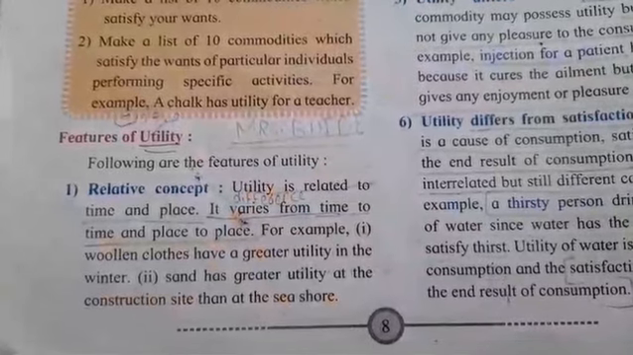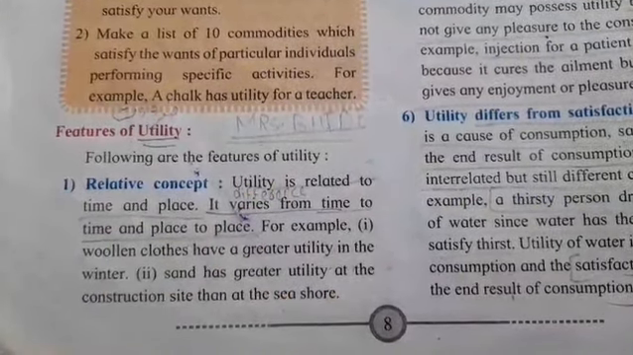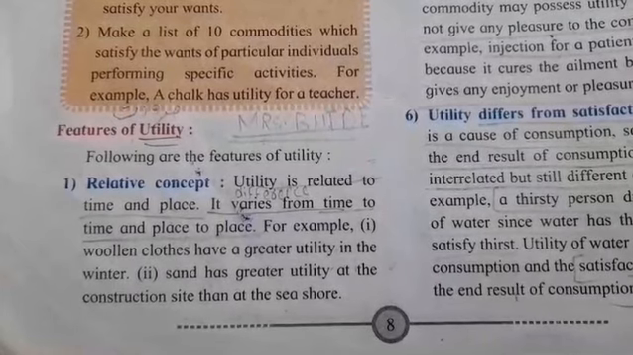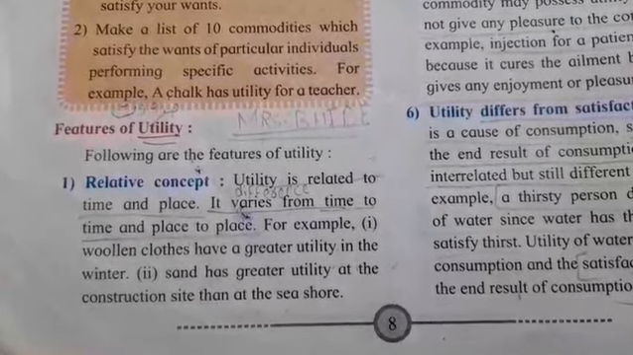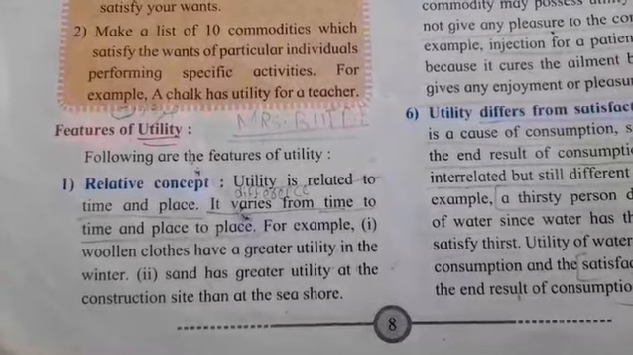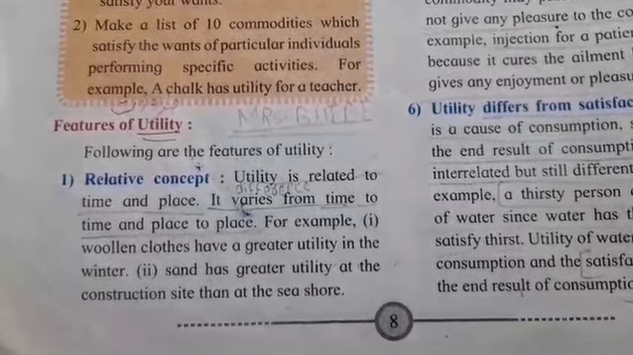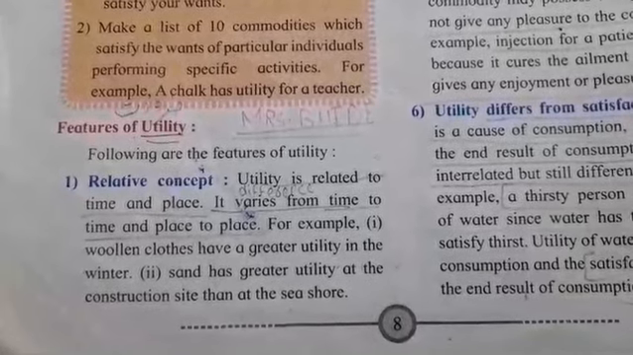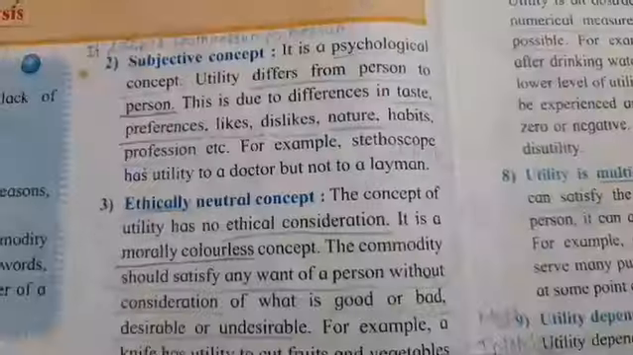Features of utility. Following are the features of utility. First, relative concept. Utility is related to time and place. It varies from time to time and place to place. For example, woolen clothes have a greater utility in the winter. Sand has greater utility at the construction site than at the seashore.